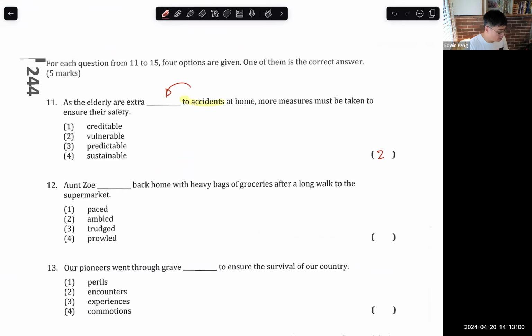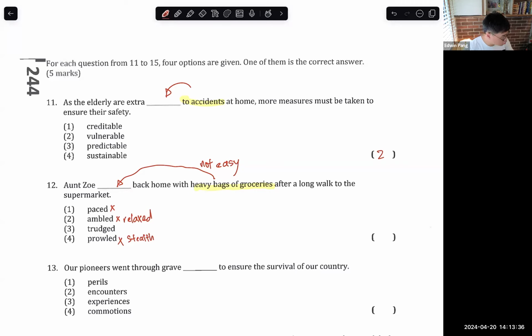Right, so question number 12, Aunt Zoe, what back home with heavy bags of groceries after a long walk? Okay, so heavy bags of groceries suggests that this is not an easy task that she's performing, right? There's a lot of weight and she is obviously being burdened by it, okay? So in this case, the answer cannot be pace because pace has this idea about setting the pace. Cannot be amble because amble has the idea of being very relaxed in the way that you're walking. Cannot be prowl because prowl has the idea about stealth, right? You're trying to conceal your movements.